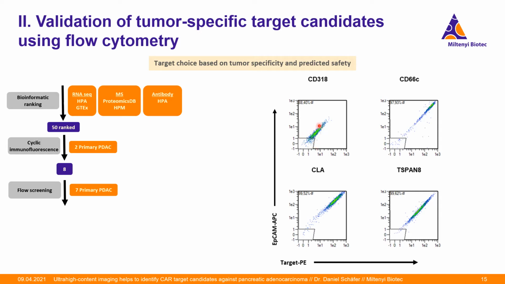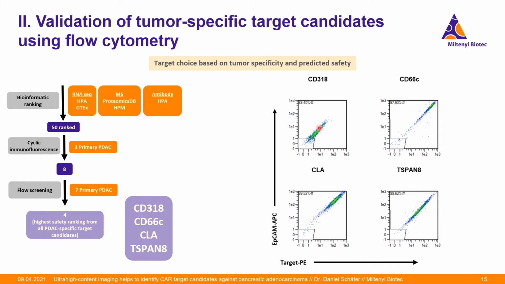This is less a problem for other target candidates. For example, here CD66C, T-span or CLA, you see they are very bright on all the epithelial cells, and this is not the case for CD318. In fact, this analysis that I brought here with me is a pretty nice tumor. You often have cases where this is not such a bright staining, and this is why you end up with negative cells, although all the tumor cells are really specific for this target candidate.